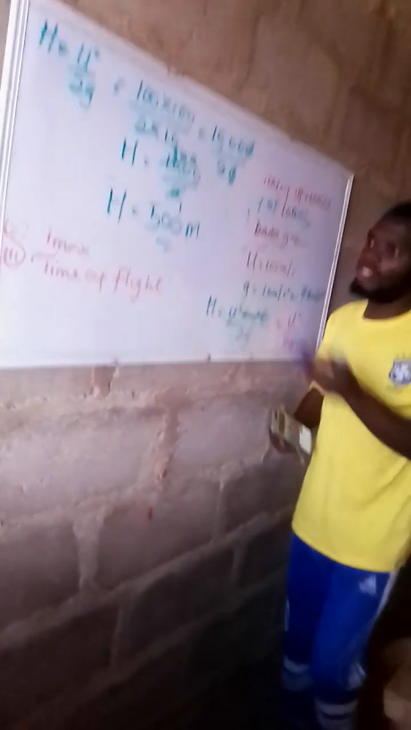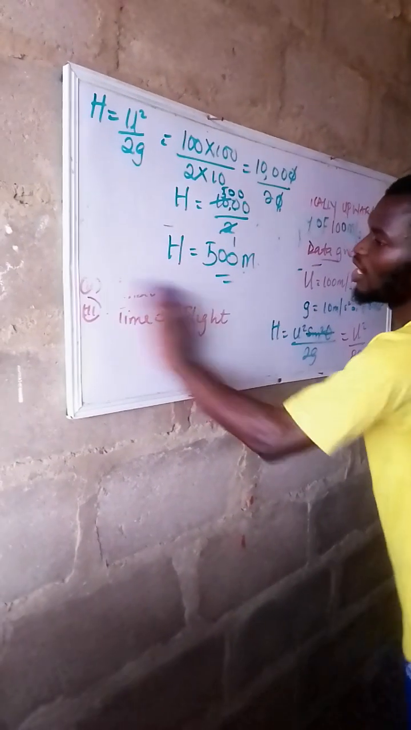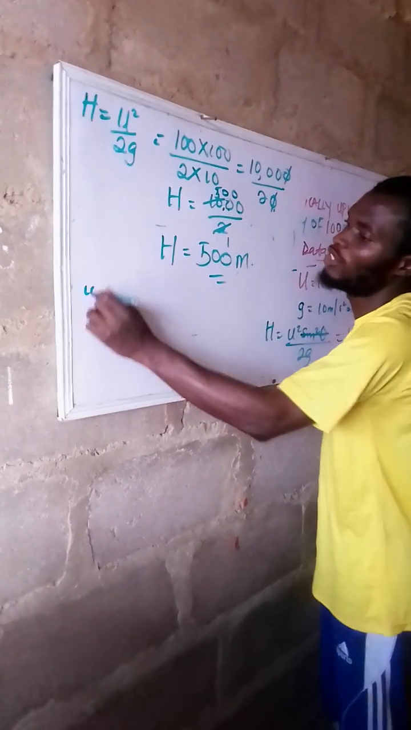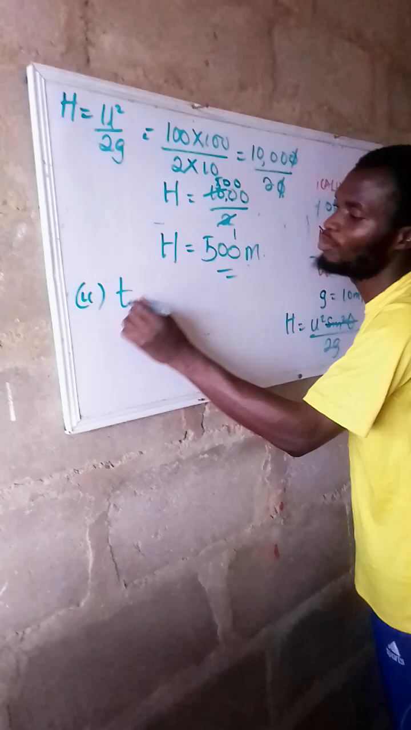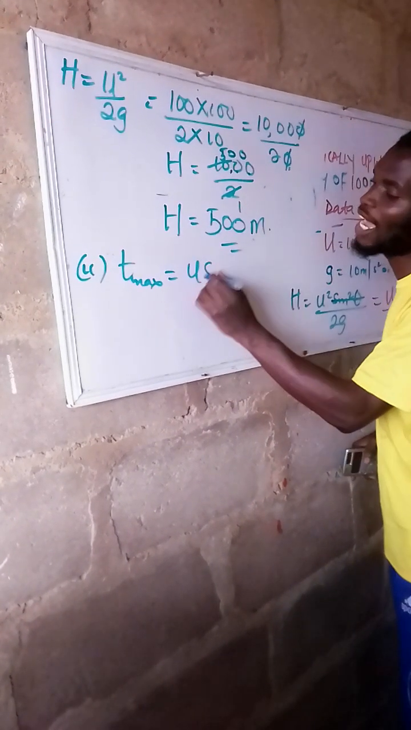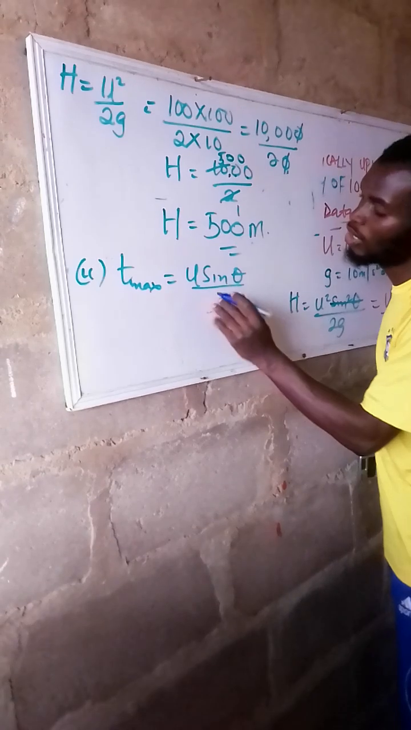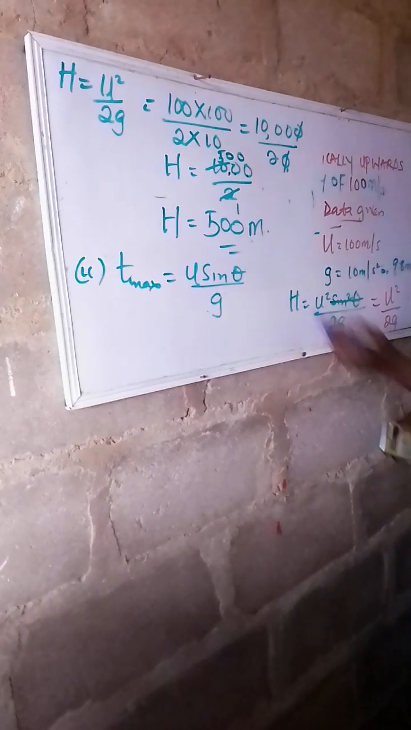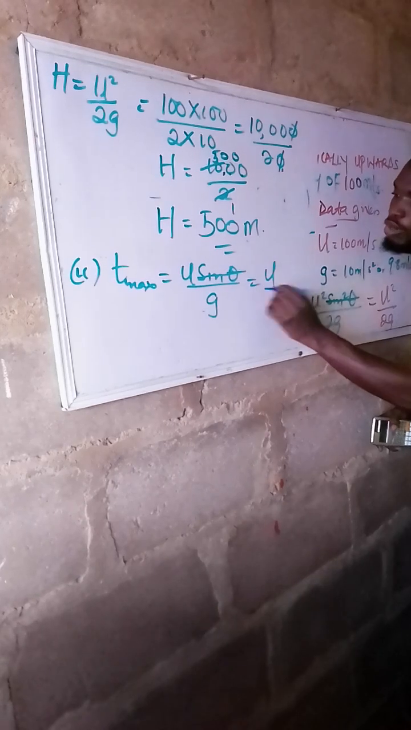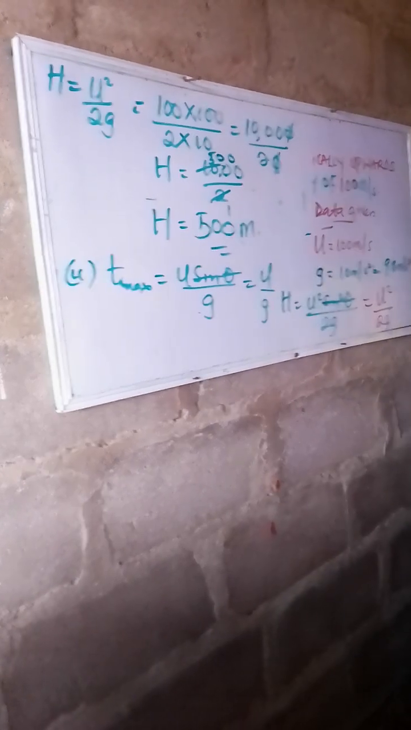That is that. The second one is T max Z. How are we going to get T max Z? Recall the formula for Roman figure 2, T max Z, which is the time to reach the maximum. It is u sine theta all upon g. Are we having theta? This settles. What are we left with? u all upon g. This is the formula to use.